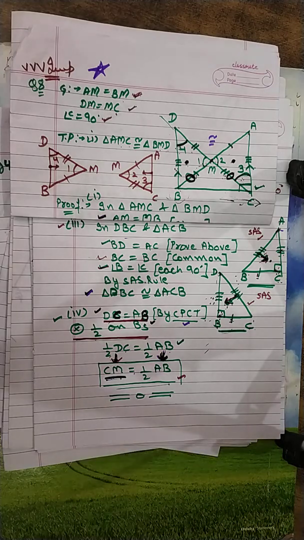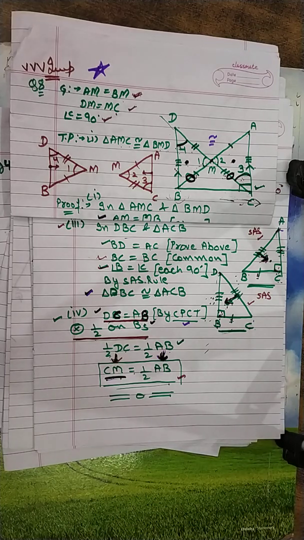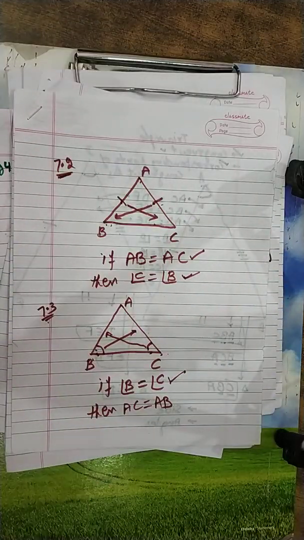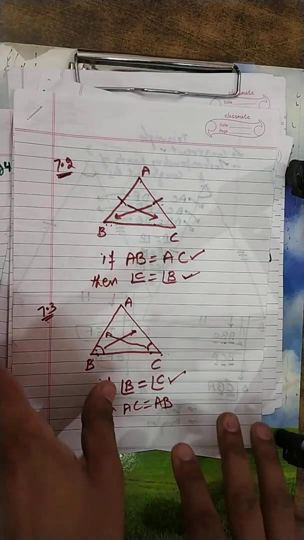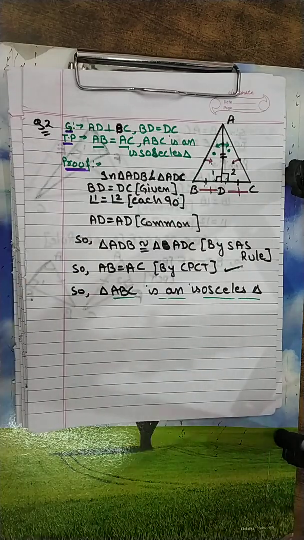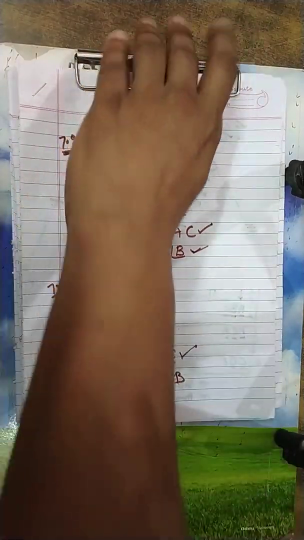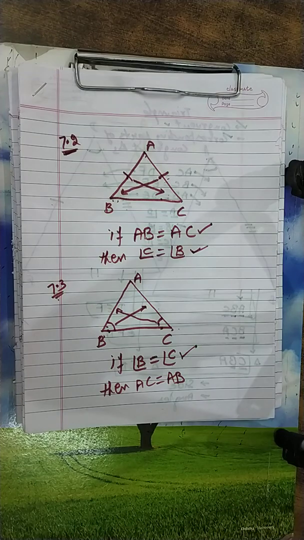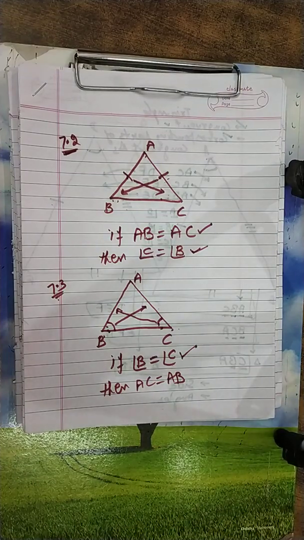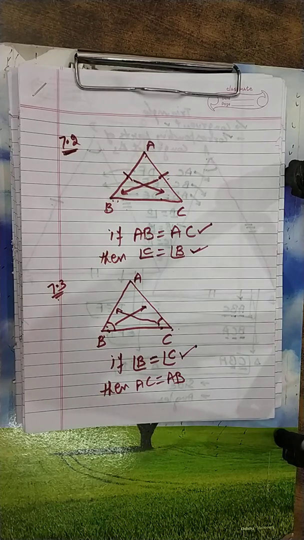Now students, open page number 121 of NCERT. There are two theorems from this chapter, 7.2 and 7.3, in your syllabus. First of all, we will talk about the meaning of the 7.2 and 7.3 theorems.